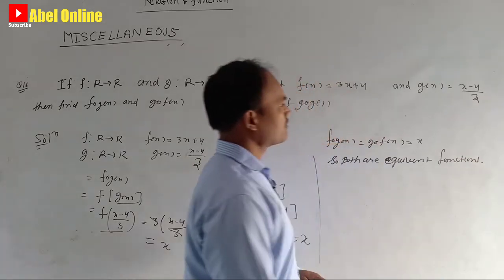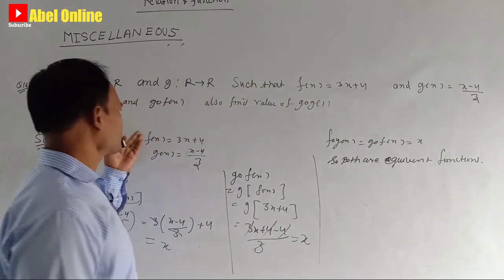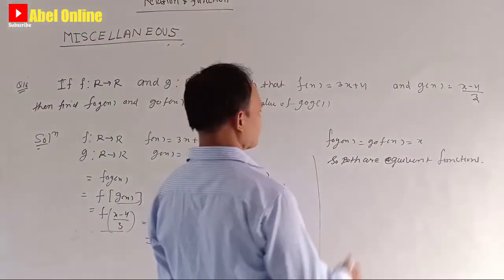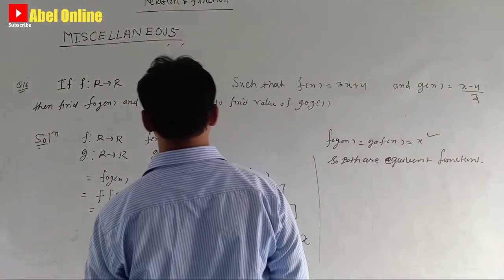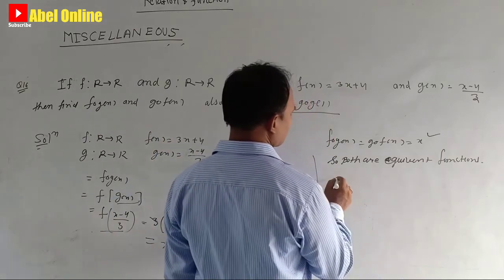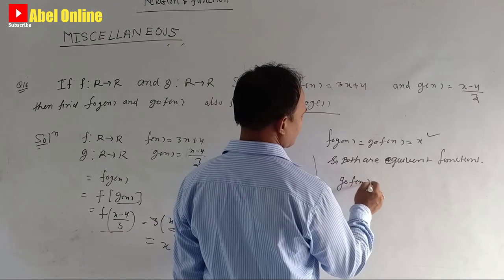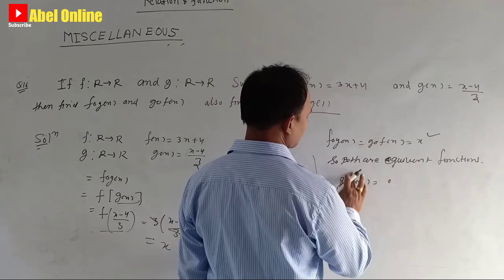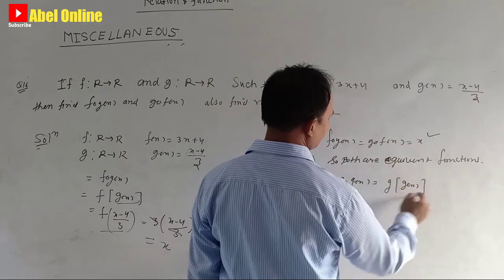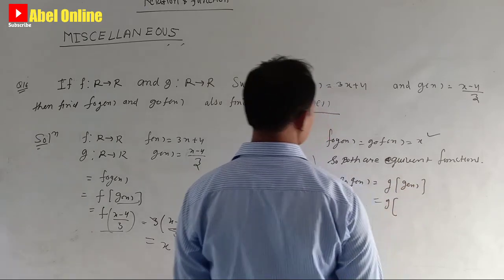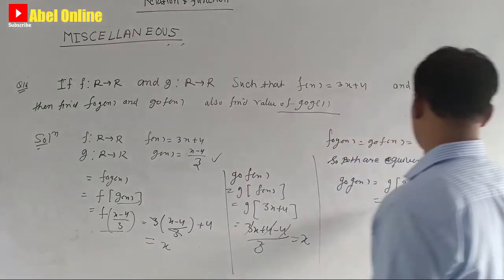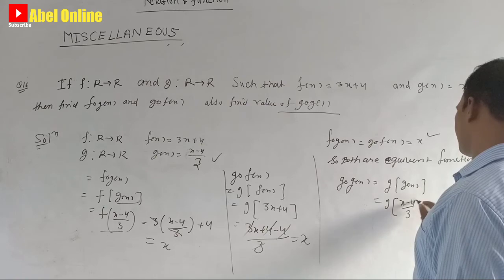The question does not ask us to prove whether the given functions are equivalent or not, so it's not a matter, but both are x, so we can say it is an equivalent function. Now we have to find gog x. gog x means g of g of x, and the value of g of x equals x minus 4 by 3.